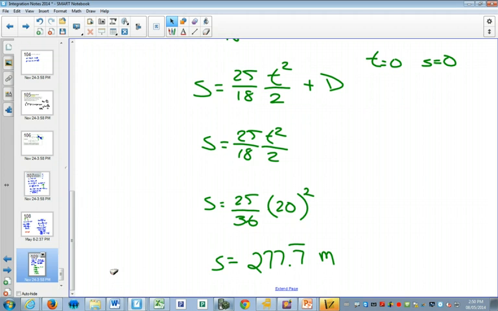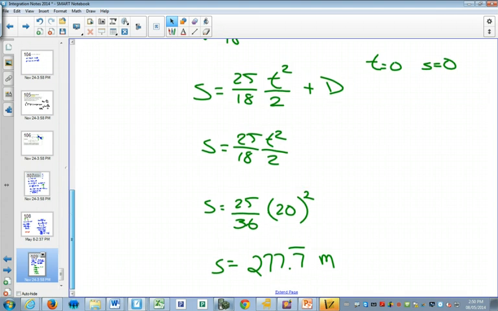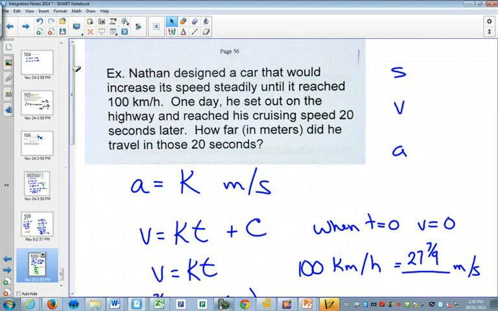But again, when we look at what we just figured out, given the information that we had, I think that's pretty cool. All we were given was a constant acceleration, took 20 seconds to get to 100 kilometers per hour, and we can figure out that the vehicle will have traveled 277.7 meters.